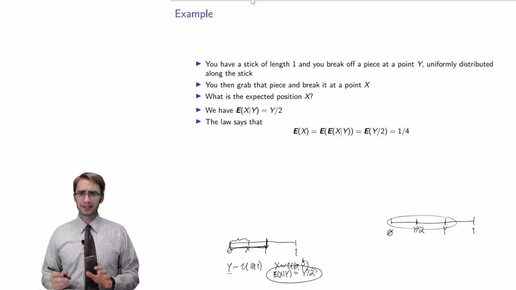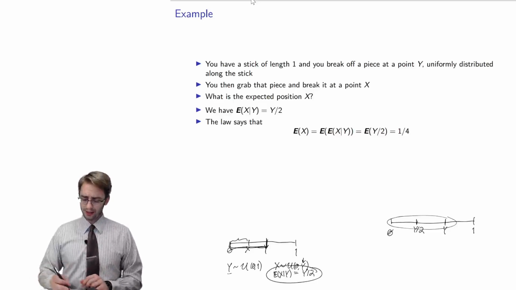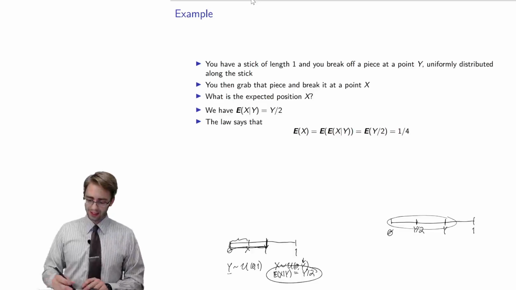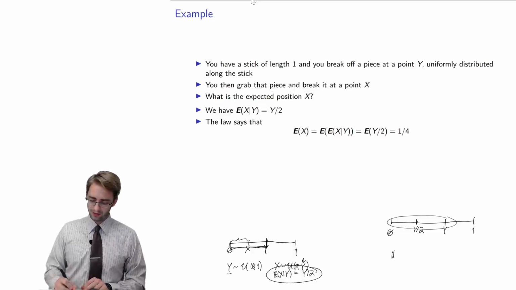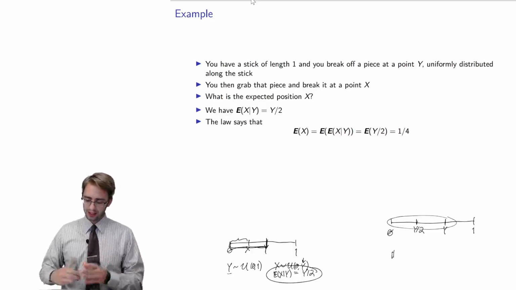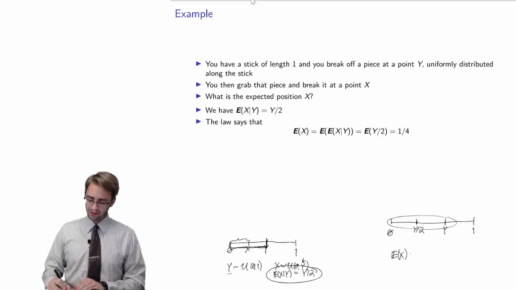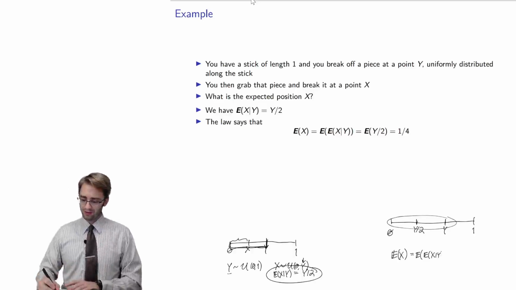And now let's apply this law of iterated expectation. We have the expected value of x is equal to the expected value of the expected value of x given y. This is precisely that formula that I wrote a moment ago. And so what did we say? We said the expected value of x given y is equal to y on 2. So this is the expected value of y on 2.